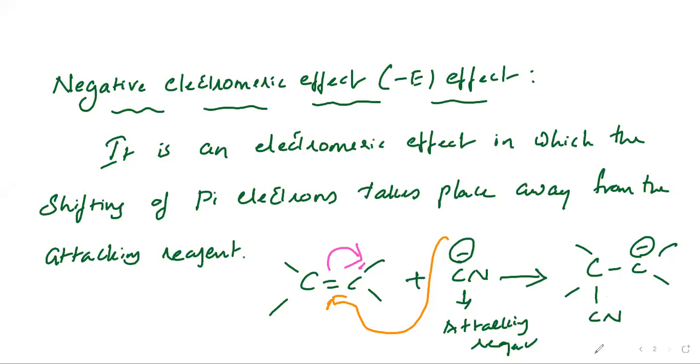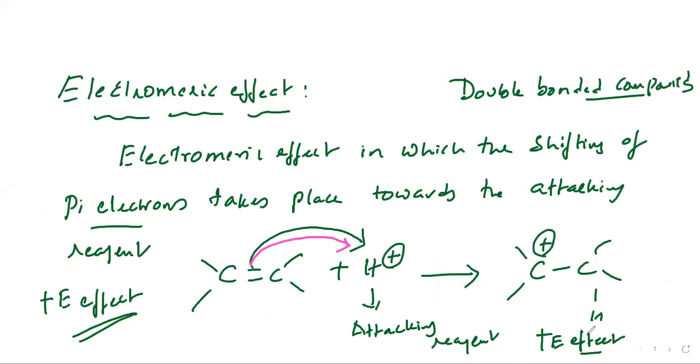Students, have you understood the difference between positive electromeric effect and negative electromeric effect? Both will take place in pi bonded compounds, like alkenes.